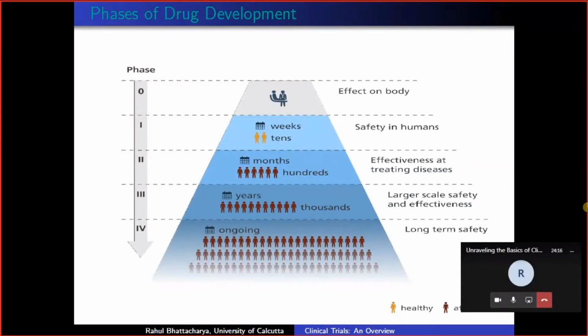Next is phase 1. In phase 1, the duration is only a few weeks, and it involves only a few patients, and it again sees whether the substance is safe for humans.